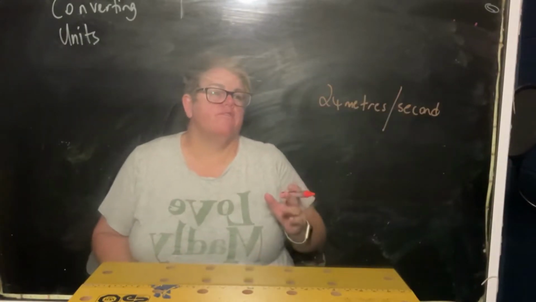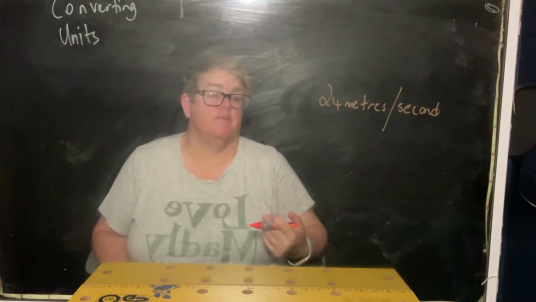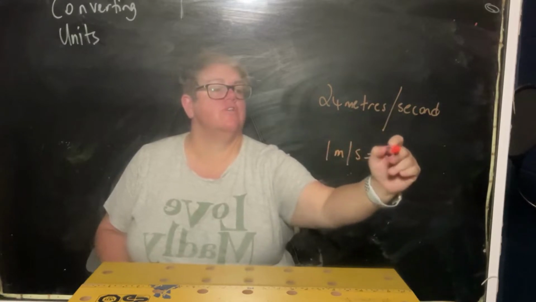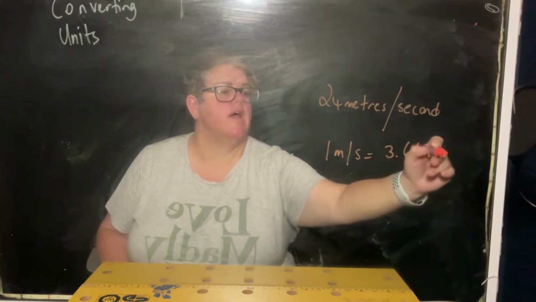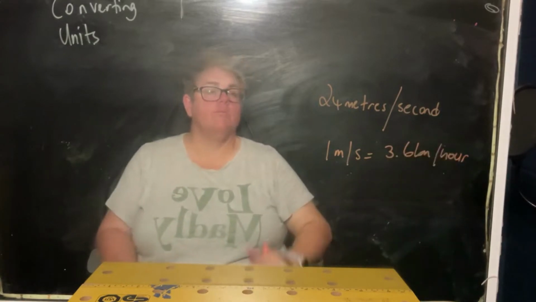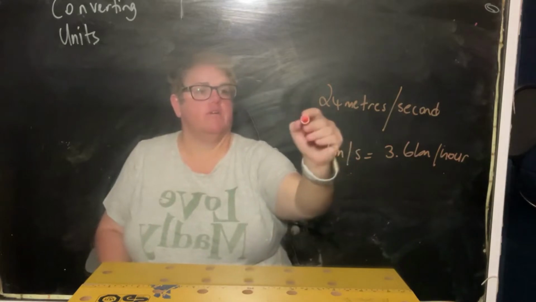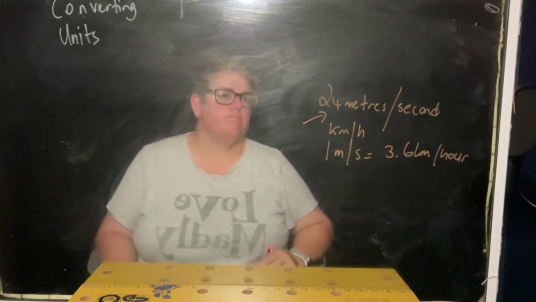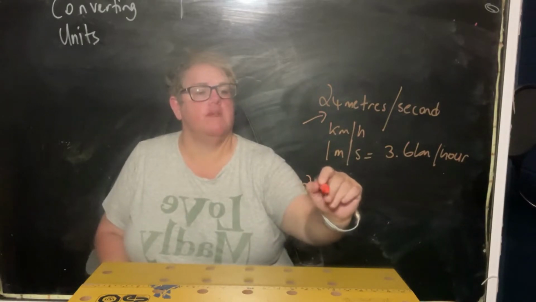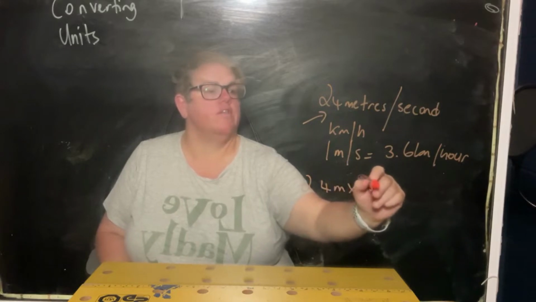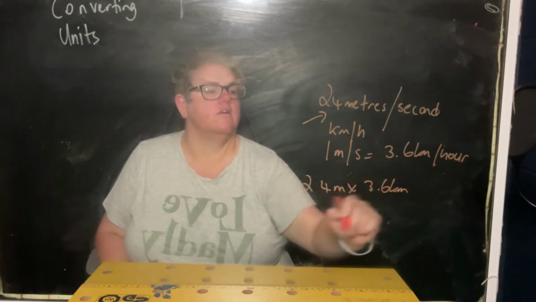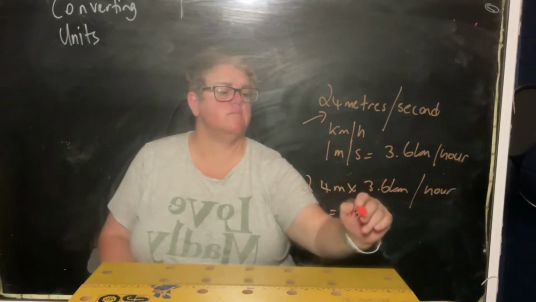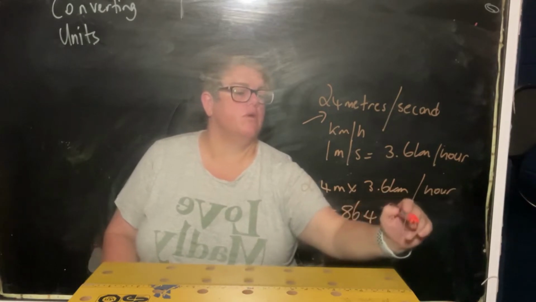So here we have 24 meters per second. So let's say we're traveling in a car. And given that 1 meter per second equates to 3.6 kilometers per hour, we need to be able to convert this into kilometers per hour given this rate. So we would go 24 meters times by 3.6 kilometers, and that's per hour. When you times these two together, you will get 86.4 kilometers per hour.